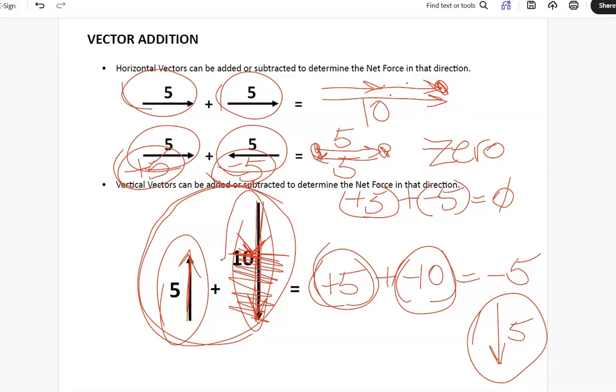So that's how you do vector addition, and the easiest way for you to think about this, I hope, is if it's horizontal and to the right, we'll call it a positive. If it's horizontal to the left, we'll call it a negative. If it's vertical and pointing up, it's positive. If it's vertical and pointing down, we'll call it negative. And this way, we won't assign a positive and negative sign until we know the direction of that vector. And this will help us when we're analyzing vectors like forces.